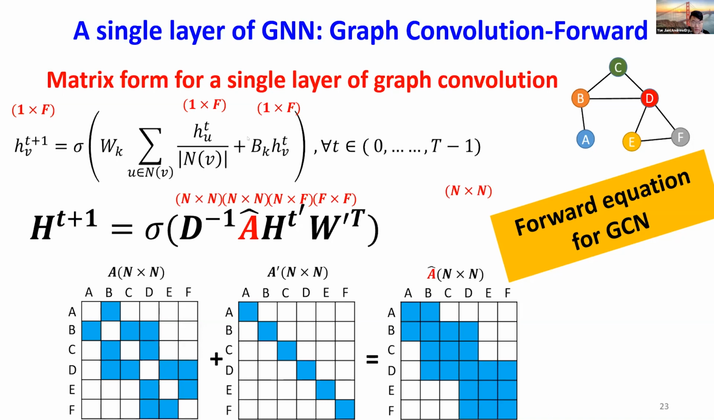Are there any questions? Because we need to understand how we get these equations, and then we need to move forward to the backward parts. Okay, so now I will switch my screen to my iPad and derive the backward of the GCN layer.